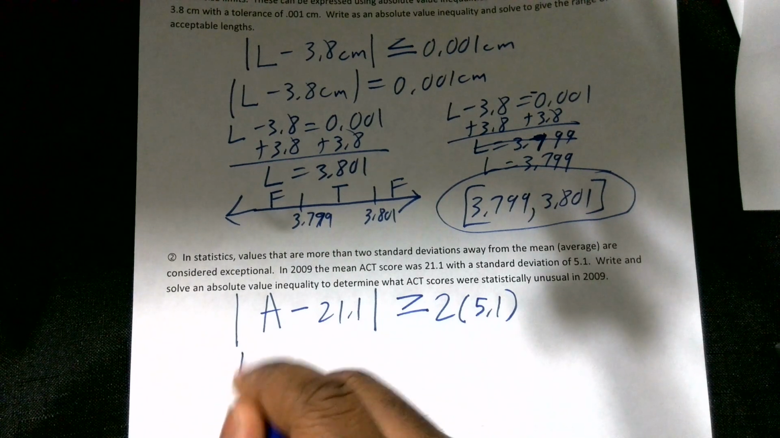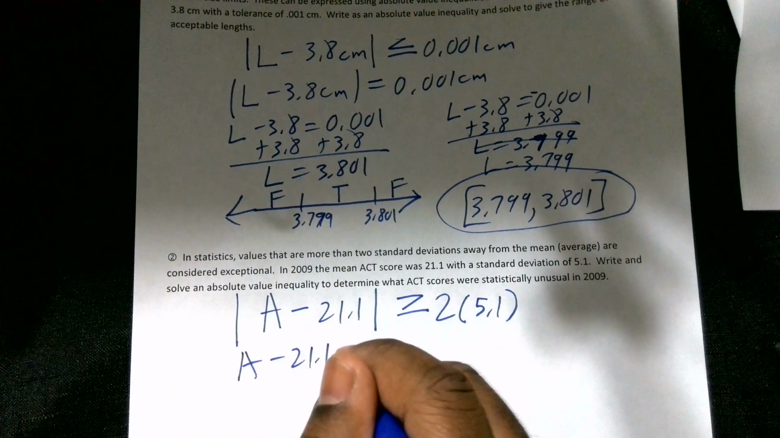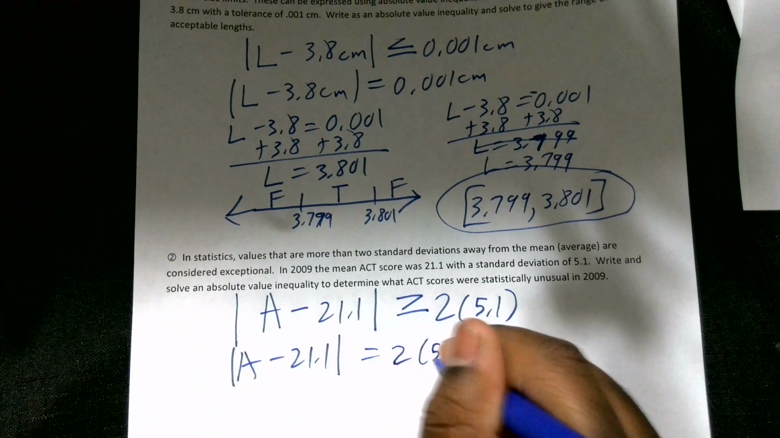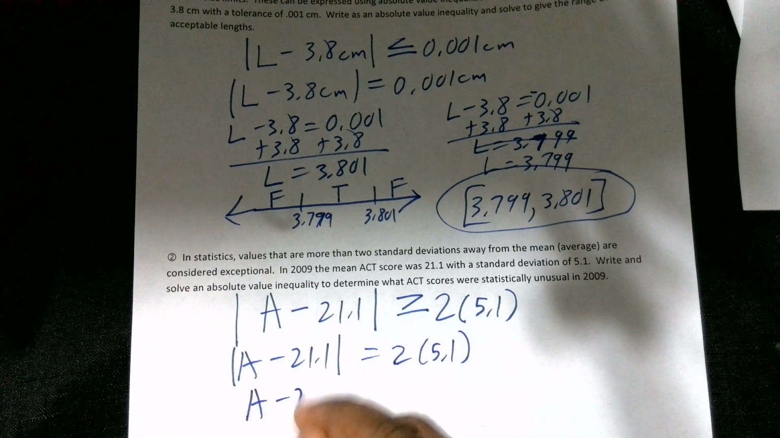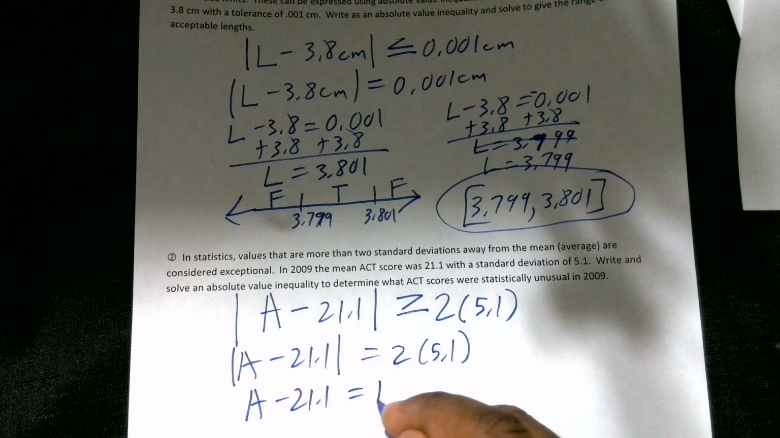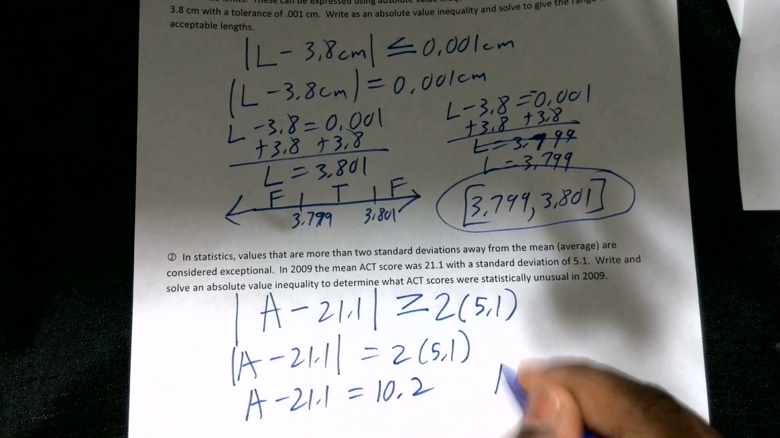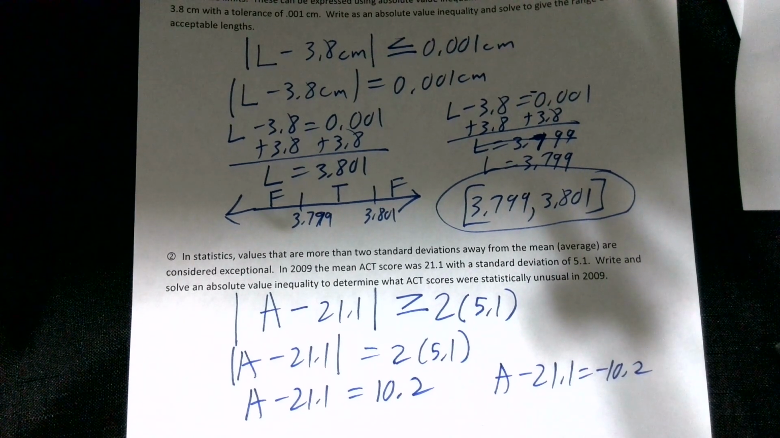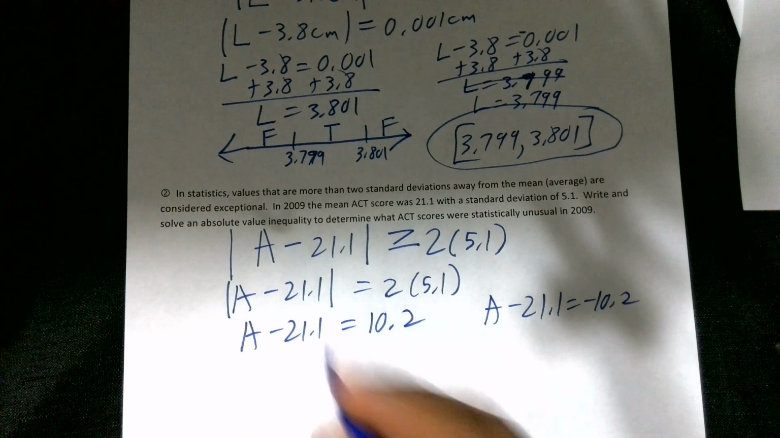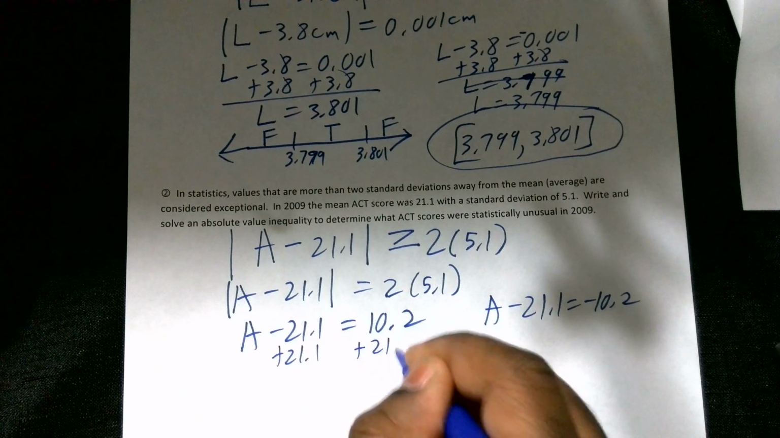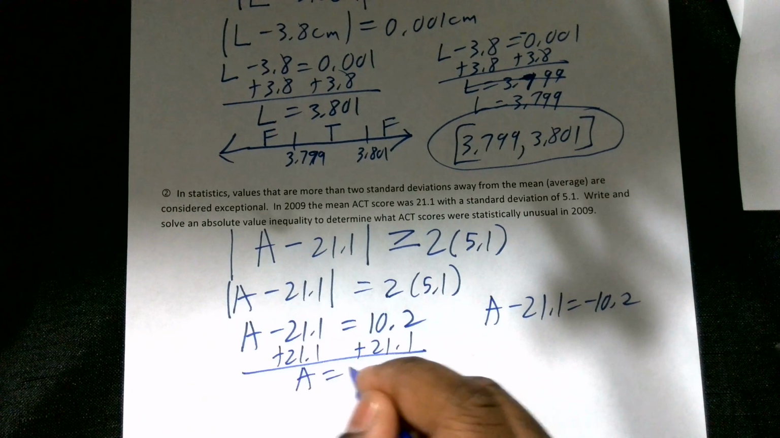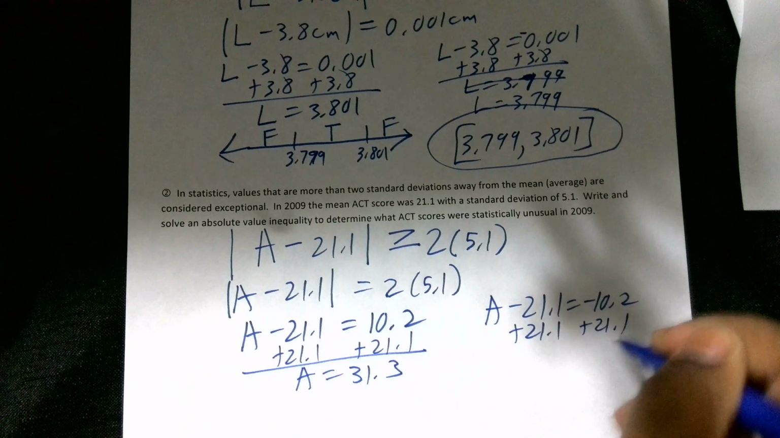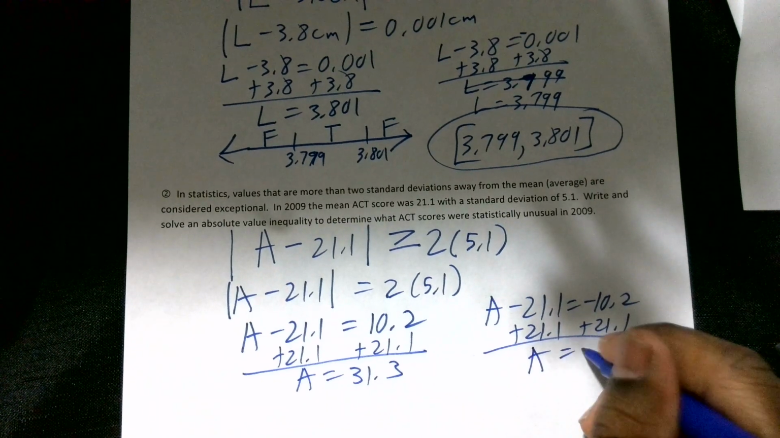Now, so we had A minus 21.1 is equal to 2 times 5.1. So it'd be A minus 21.1, and this right here will end up being 10.2. And then it'd be A minus 21.1 equals negative 10.2. Okay, now, we will add 21.1 to both sides, and A is equal to 31.3. We add 21.1 to both sides, and A is equal to 10.9.